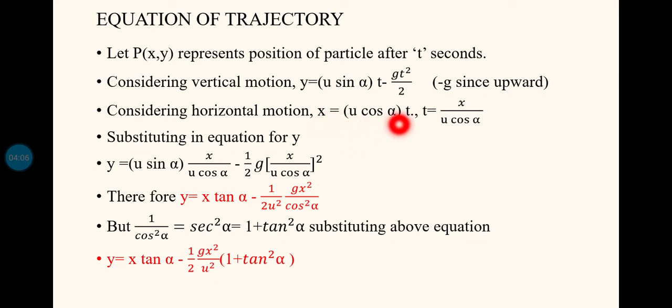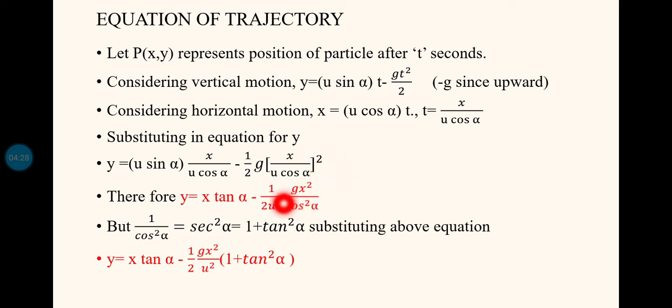X is equal to u cos alpha, that is the horizontal velocity component, into time t. So from this equation you will get t is equal to x by u cos alpha. Now you can substitute for t in this equation. So this equation becomes y is equal to u sin alpha into, instead of t we are writing x by u cos alpha, minus half into g, instead of t we are writing x by u cos alpha, all square.